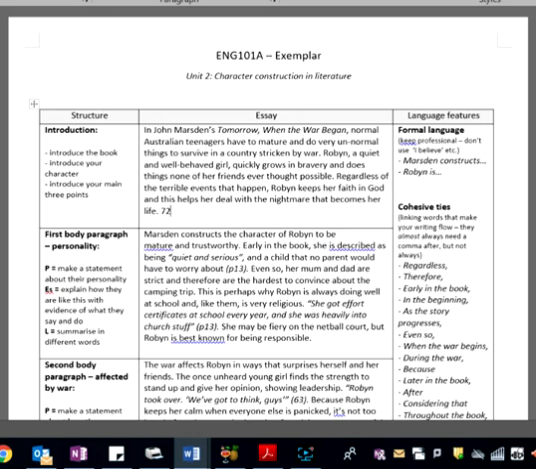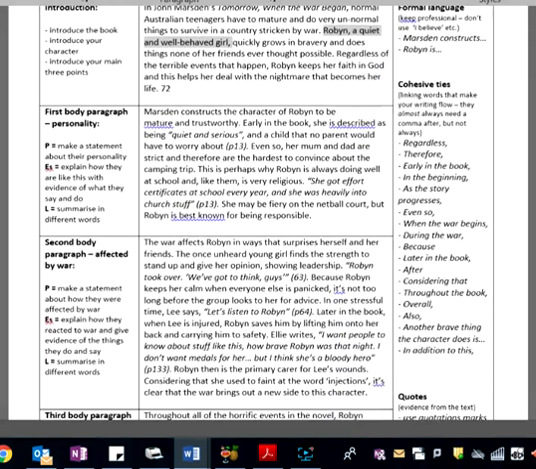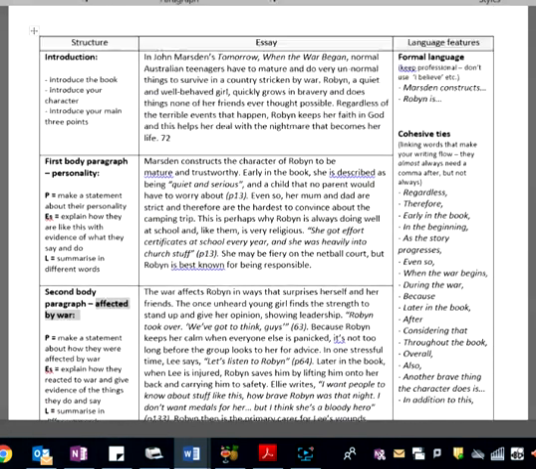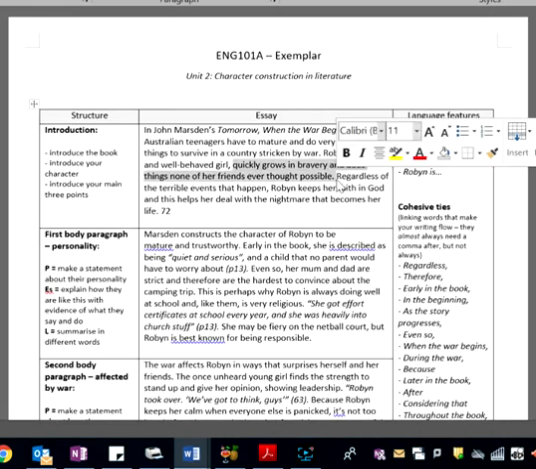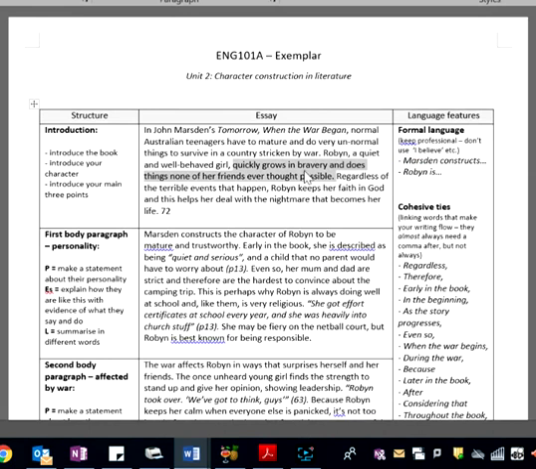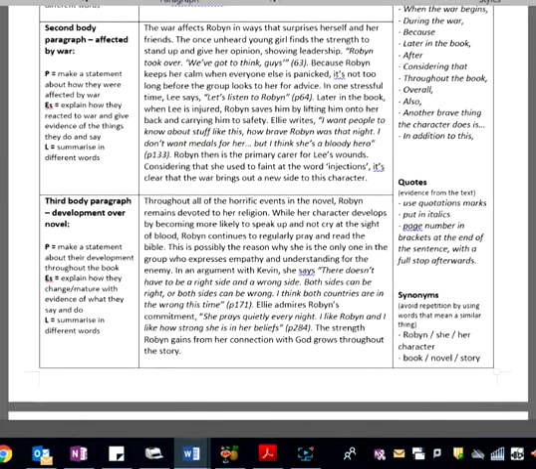Then I need to introduce my character, Robin, and the 3 main points about her. First thing, her personality. Robin, a quiet and well-behaved girl. That's her personality. Main point number 2 is how she is affected by war. Robin quickly grows in bravery and does things her friends never thought possible. That's how she's affected by war. She becomes very brave, not like she was before, and she does things that no one ever thought that she could.